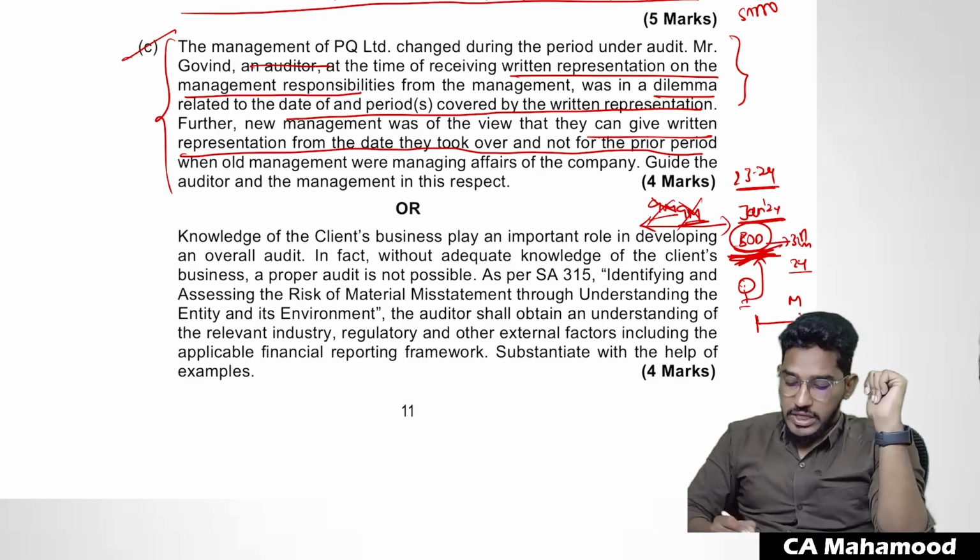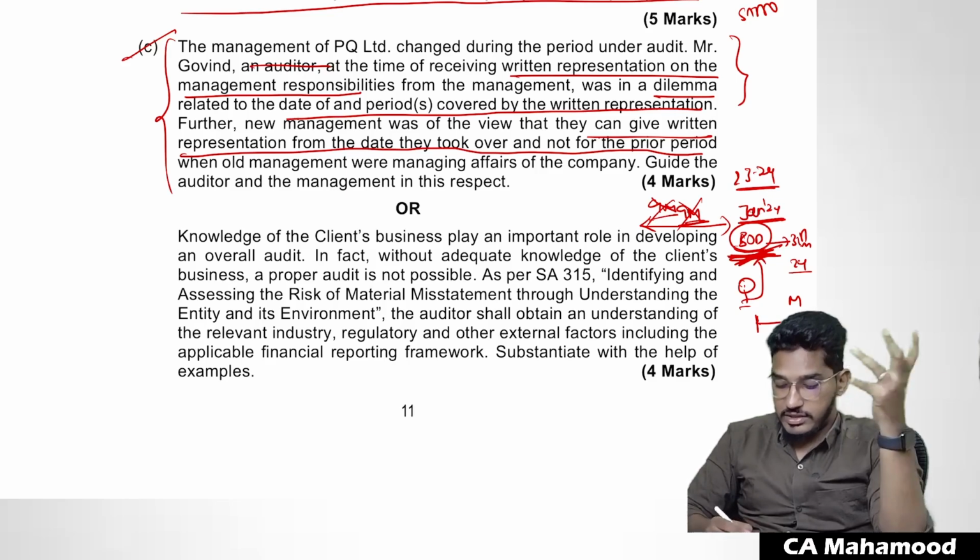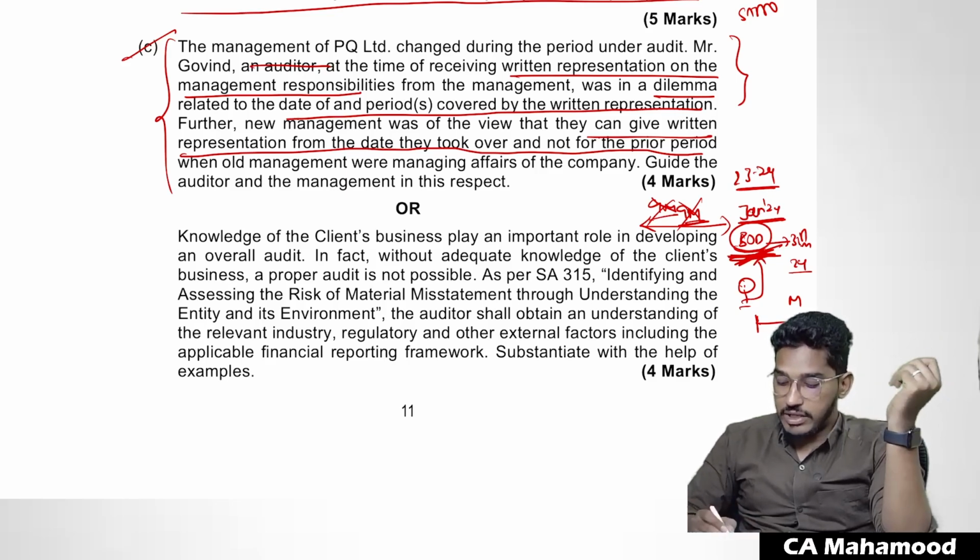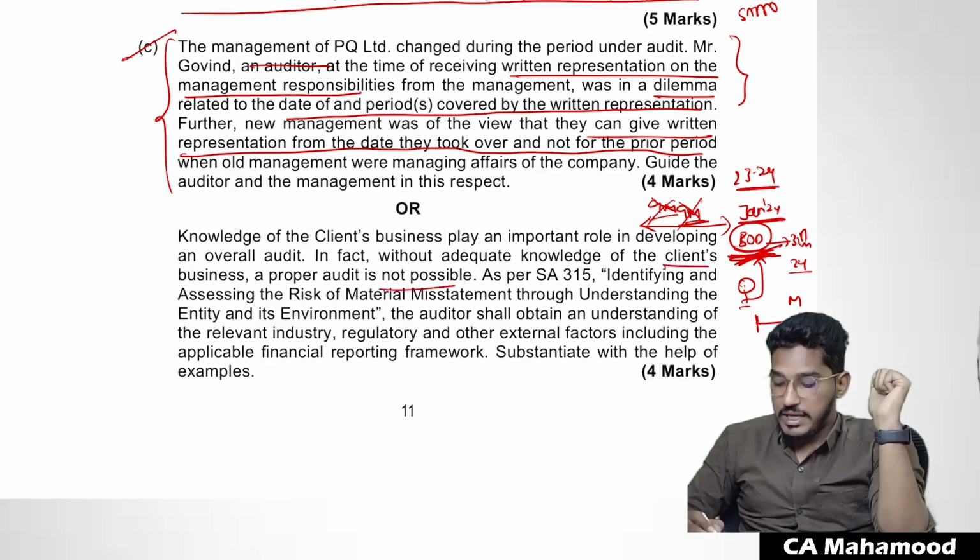Next, knowledge of the client's business plays an important role in developing an overall audit strategy. In fact, without adequate knowledge of the client's business, a proper audit is not possible, 100%. As per SA 315, identifying and assessing the risk of material misstatement through understanding of the entity and its environment, the auditor shall obtain an understanding of the relevant industry, regulatory, and other external factors, including the applicable financial reporting framework. Substantiate with the help of examples.